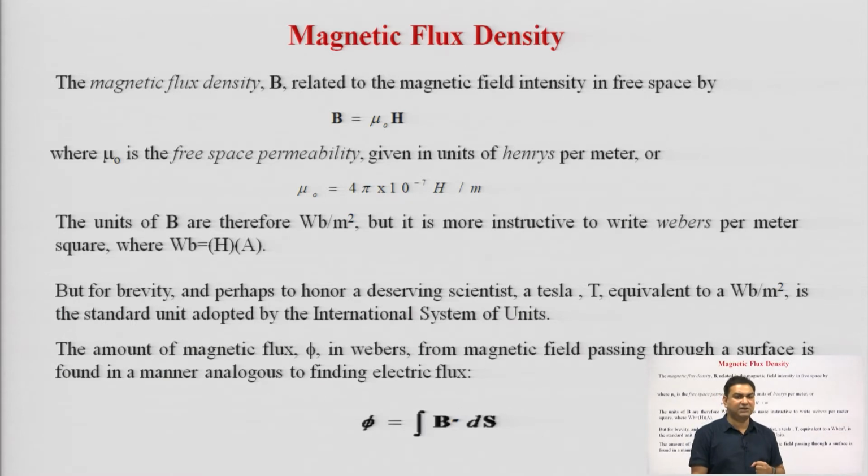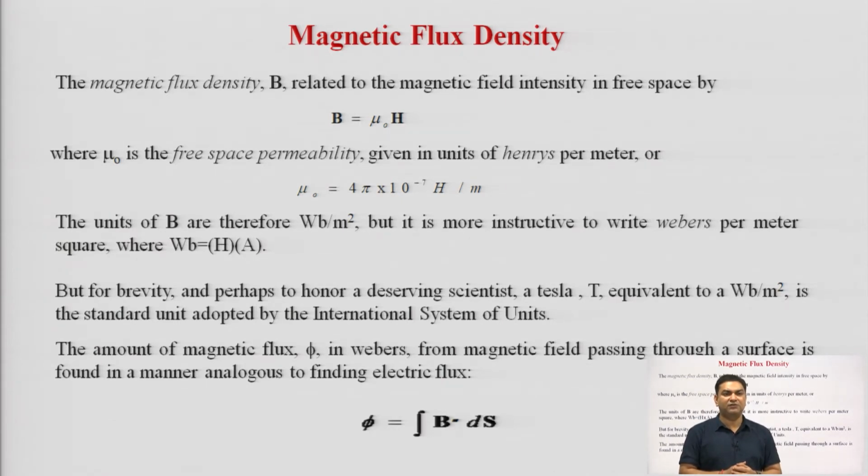What is magnetic flux density? The magnetic flux density B is related to the magnetic field intensity in free space by the equation B is equal to mu H. Magnetic flux density is equal to the permeability of the medium multiplied by the magnetic field intensity, where mu naught is known as the permeability of free space. In the general form, mu is equal to mu naught into mu r, where mu r is the relative permeability and mu naught is the permeability of free space.